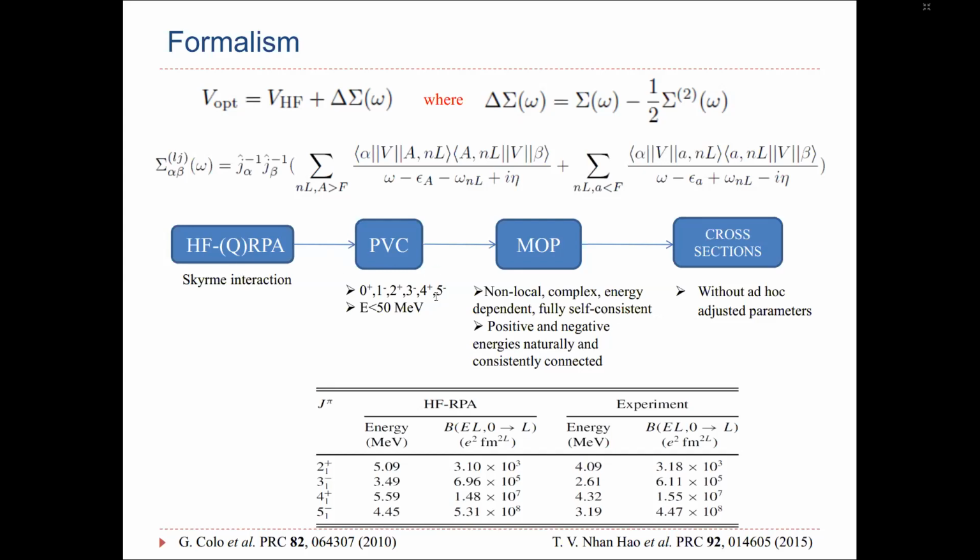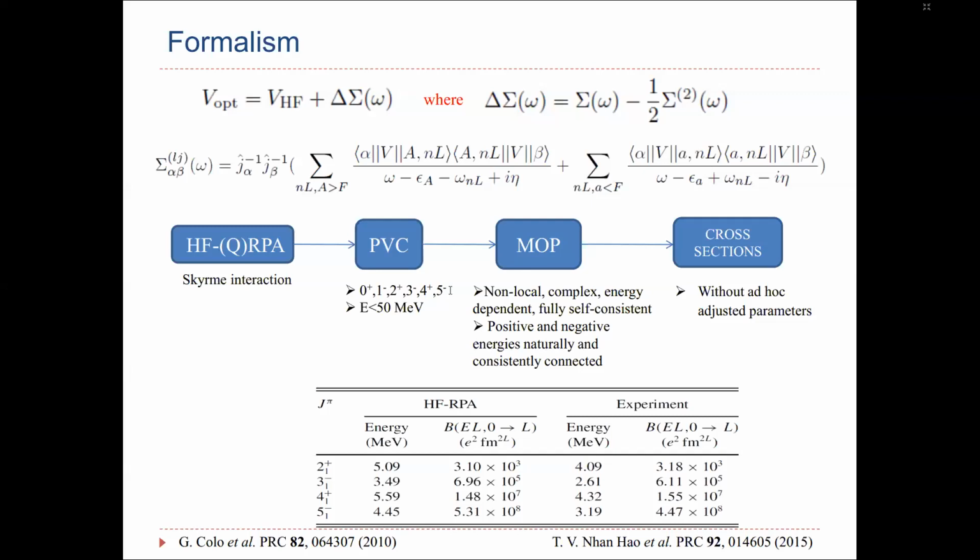So to have the microscopic potential, what I did is first I performed the Hartree-Fock, QRPA, or RPA calculation. It depends on the target that I want. For example, if I focus on the double closed shell nuclei, I perform only the Hartree-Fock RPA calculation. And then after I got the states from the RPA calculation, I will perform the so-called particle vibration coupling on the states 0 plus, 1 minus, 2 plus, up to 5 minus.